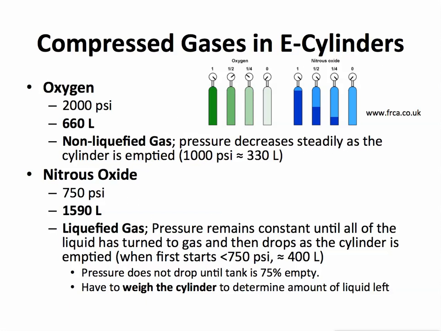But again, the pressure does not drop until the tank is about 75% empty, and for you to know how much gas is left in that nitrous cylinder, you would have to weigh the cylinder. So up at the top is a representation of the oxygen dropping off in pressure as the gas is used, as opposed to the nitrous oxide tank, the pressure staying the same until approximately a fourth of the tank is left. Liquid is used up and the gas is being used at that time.